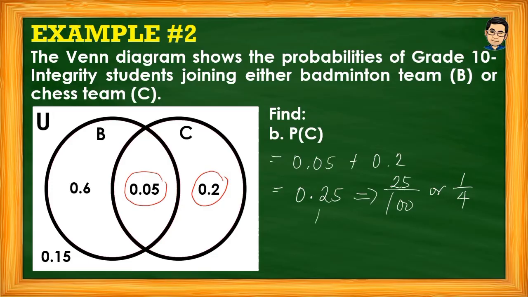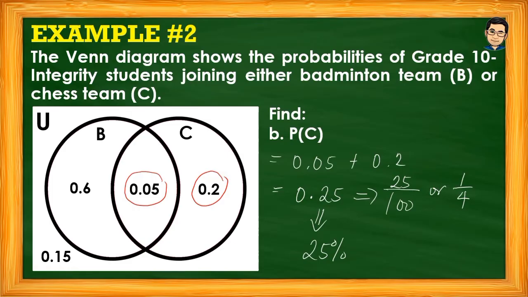Or in percentage form, that is 25%. So probability of students joining chess team is 25%, 0.25 or 1/4. So kung ano po ang nakalagay na instruction kung paano natin i-express yung ating sagot, ganun po natin i-express.